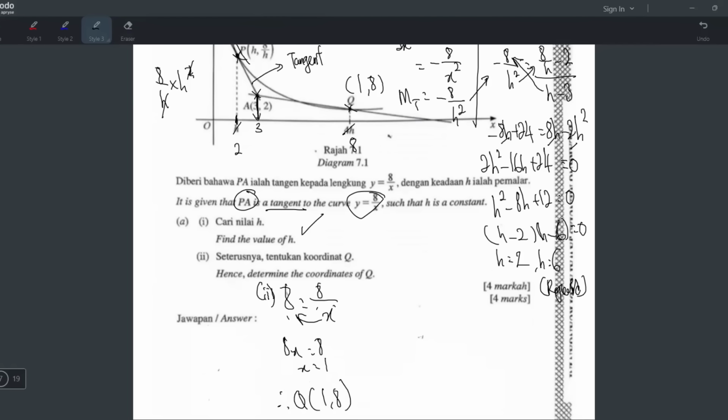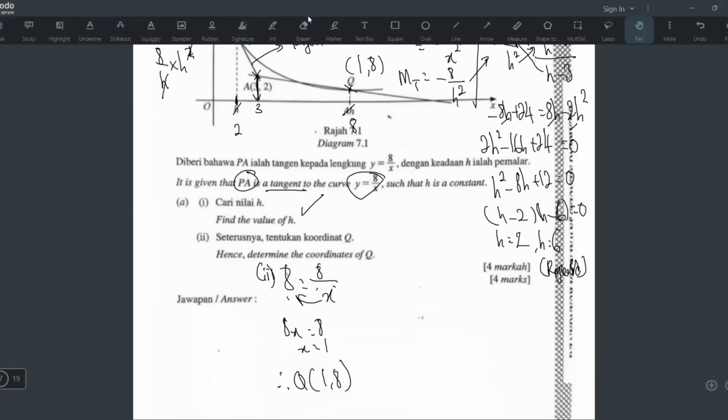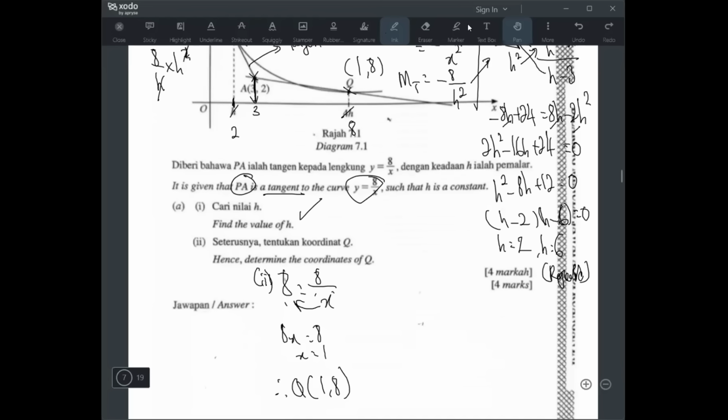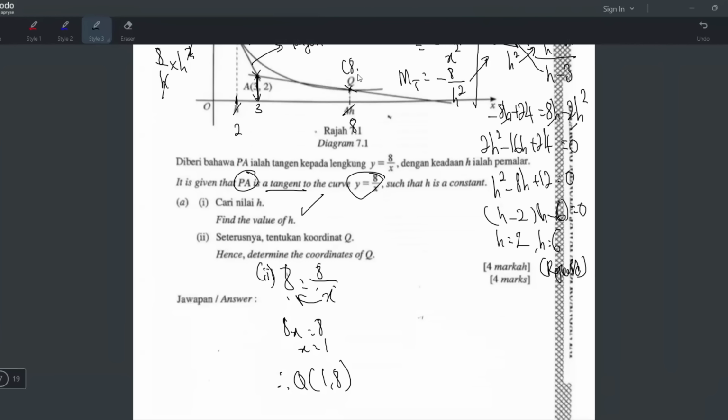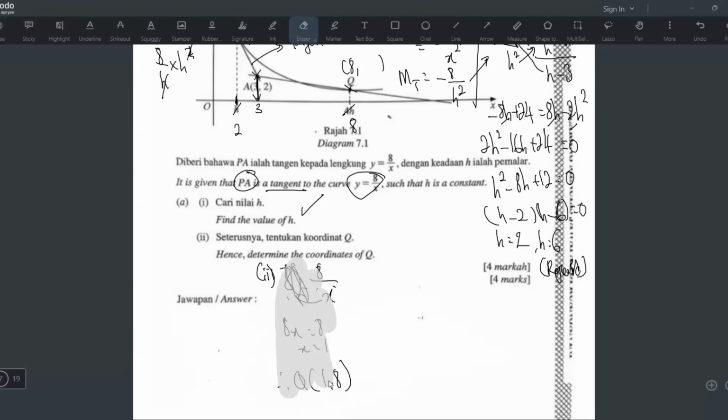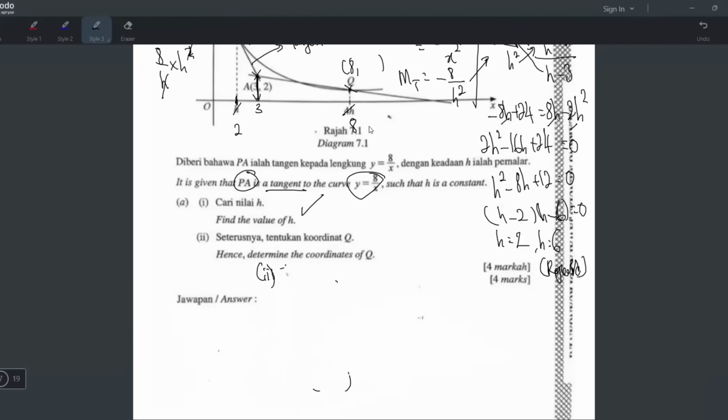Okay. Hey, wait. I did something wrong. Oh my god, I made a silly mistake. This is not 1, 8. Okay, wait for me. The x coordinate is 8, right? I made a mistake here. I thought the y coordinate is 8, but the x coordinate is 8. So this is wrong, because it should be x substituted with 8.